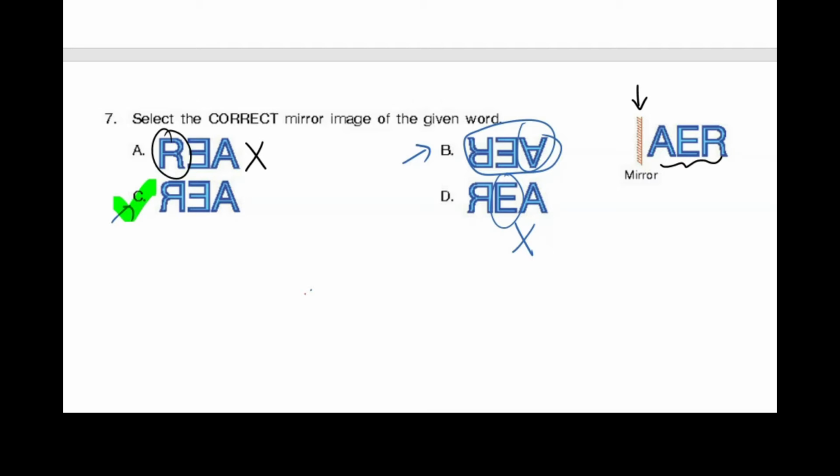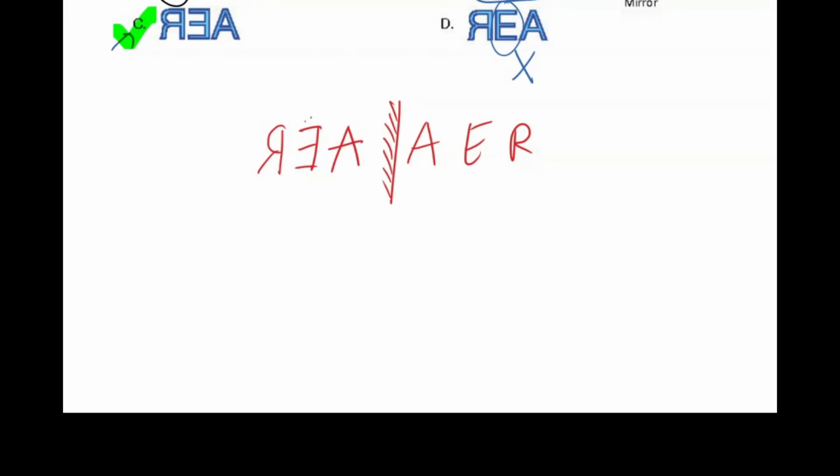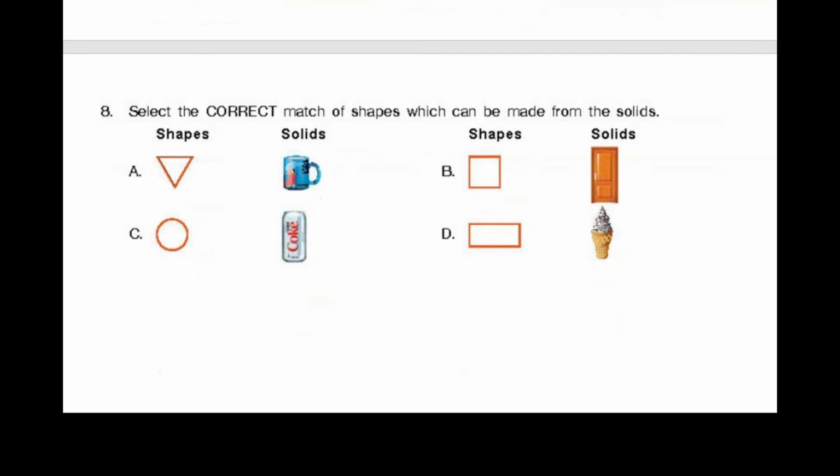Now, how to find this? Here we have the mirror of A, E, R. So A will come first, and as it is, then E will have its mirror image, then R will have its mirror image. So it will be like this. Option C is matching the same pattern we have made. Now let's come to question number 8.